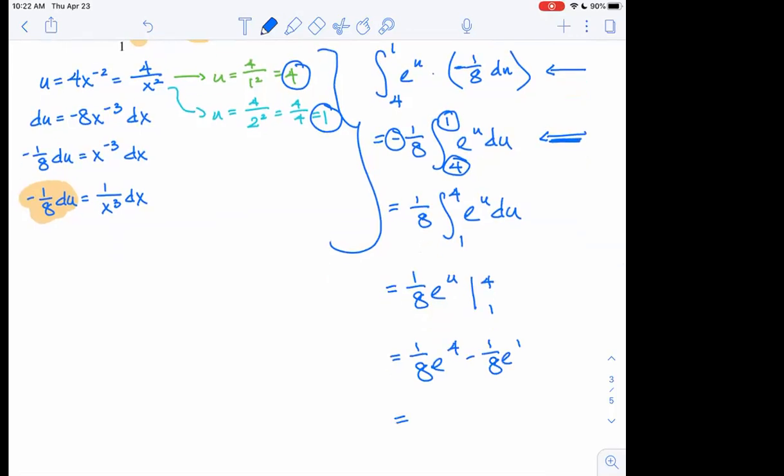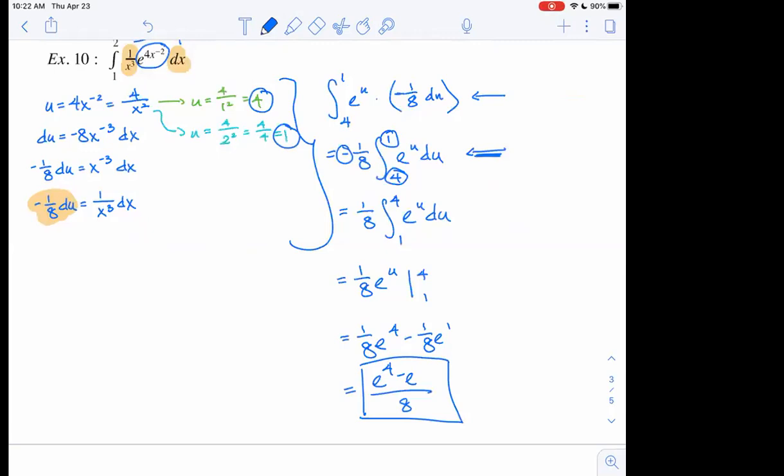And if you wanted to, you could even write it like e to the 4th minus e over 8 and combine them into one single fraction. I've seen those kinds of answers in other textbooks, so I just wanted to show you that it could be combined into one fraction. All right, any questions on number 10 here?